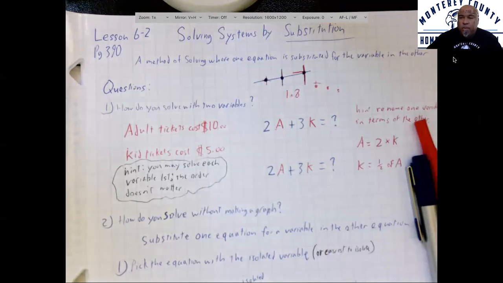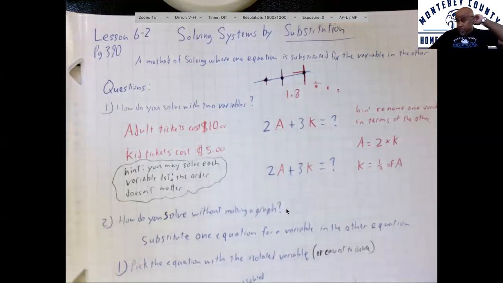Let me move myself back up here since we already read. All right, so this lesson will answer two questions. Question 1 is how do you solve with two variables? And question 2 is how do you solve without making a graph?